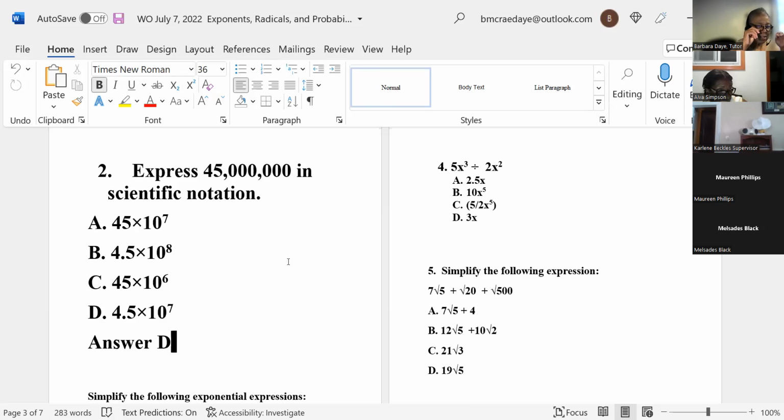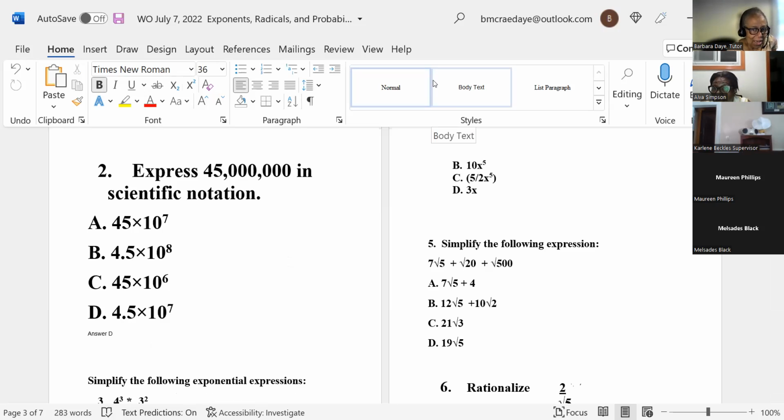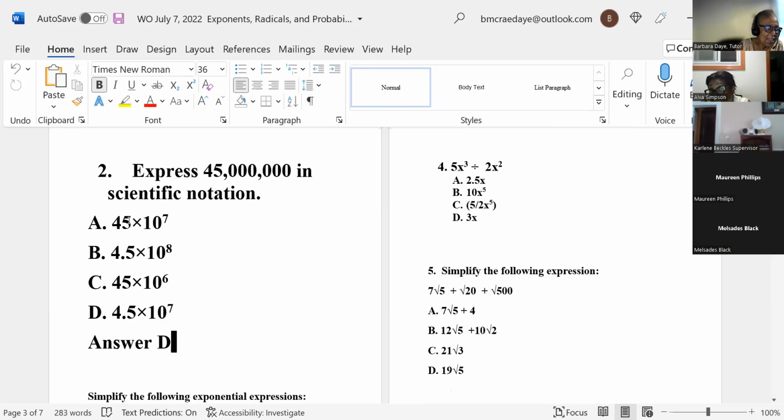Okay, I'm back. So Alva, you understand now why it can't be A? Yes, Miss Barbara. Tell me why it can't be A. You say the first number has to be less than 10, and that's a 45. That's greater than 10. Got it? Yes. Any questions on converting regular numbers to scientific notation? No, miss, thank you. Okay.